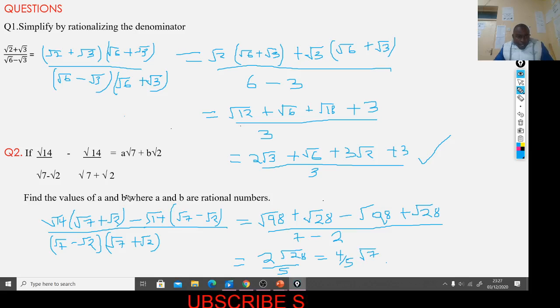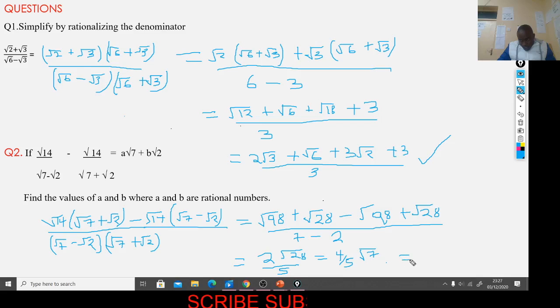Now we have said that it is equal to a root 7 plus b root 2. Do we have a root 2 anywhere? Plus b root 2. That means b is what? Because there is no root 2 here, that means b is 0. So find the value of a and b, where a and b are rational numbers. So a is what? A is 4 over 5.